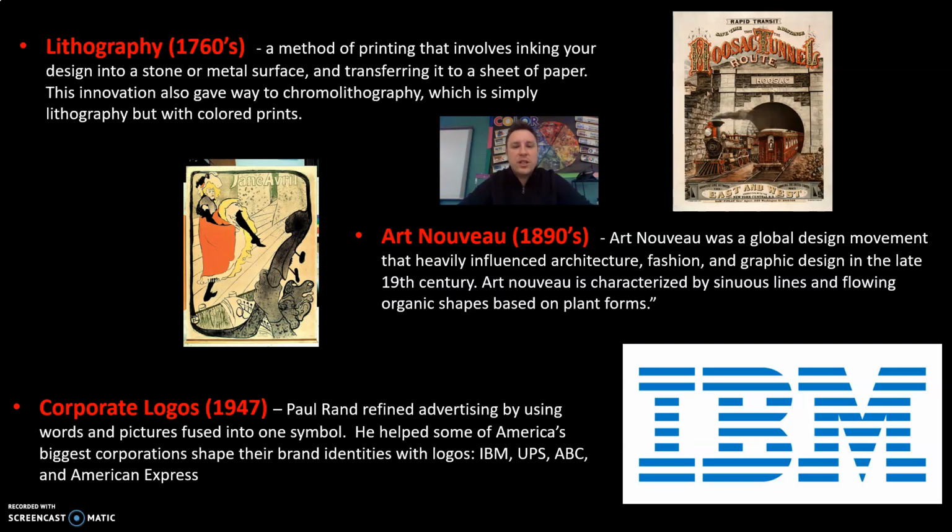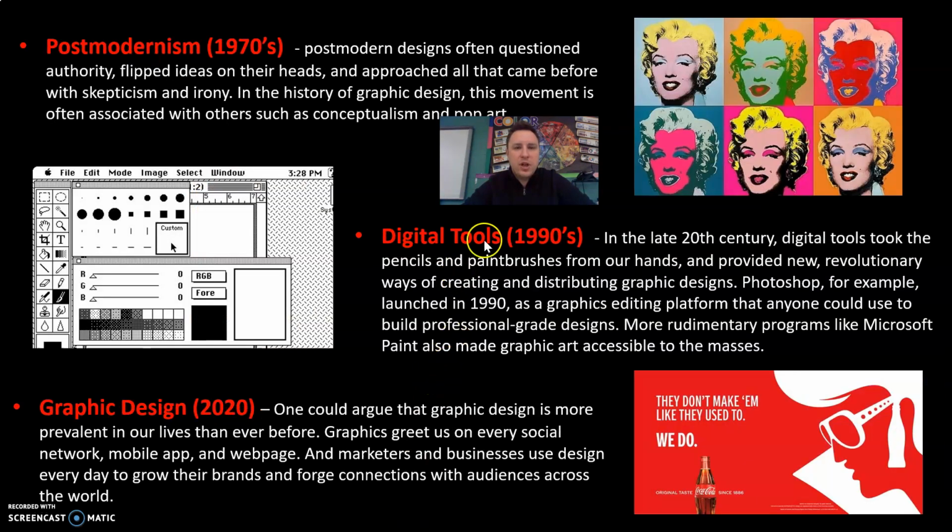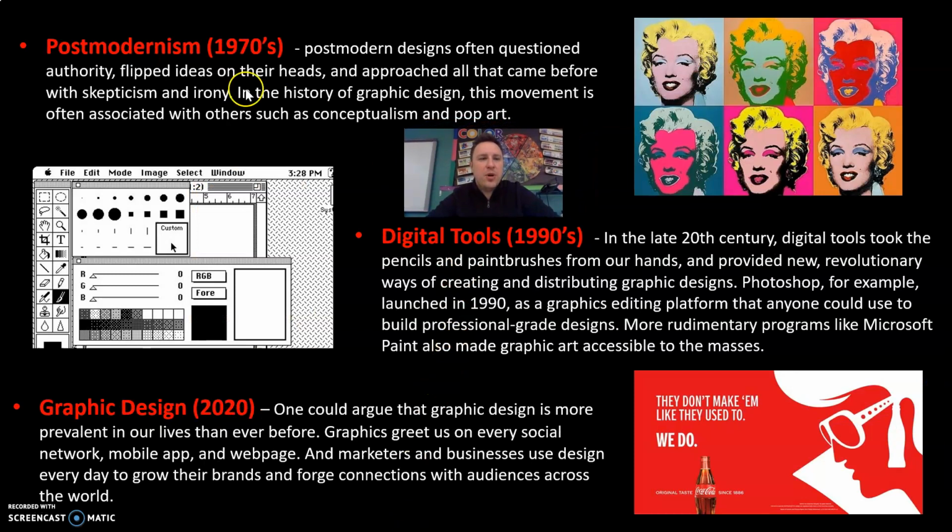And then in 1947, almost yet another 100 years later, you have the corporate logos. And this is a very common logo. I'd be willing to bet most of you have seen this. You have IBM down here. So this started in 1947. And basically, a guy named Paul Rand refined advertising by fusing words and pictures into one symbol. So just one symbol instead of a whole scene to basically describe the company itself. And then moving on to the next slide, then we have postmodernism 30 years later in the 1970s.